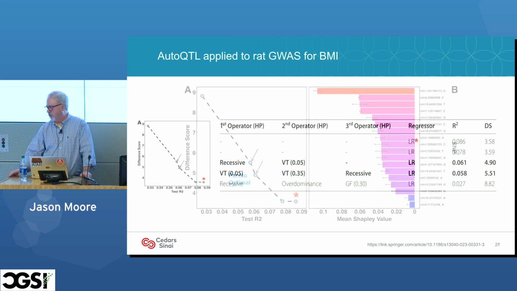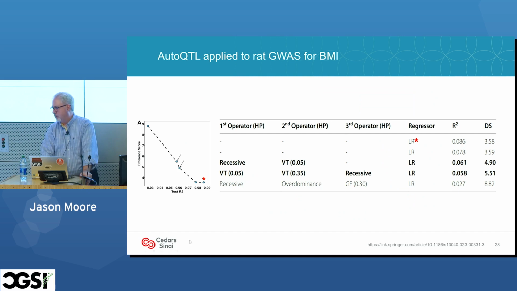Okay, so let me move on. Here are what the pipelines look like, and we've just represented them as a table here. Here's the first operator in the pipeline, second, third. And you can see the bolded ones are the two arrows in the middle, the ones that I say balance the two criteria. Basically, AutoQTL is building a pipeline where the VT is a variance threshold, so it's doing a feature selection and a feature encoding using a recessive encoding, and then combining that with linear regression. And these are the two that balance the objectives the best.